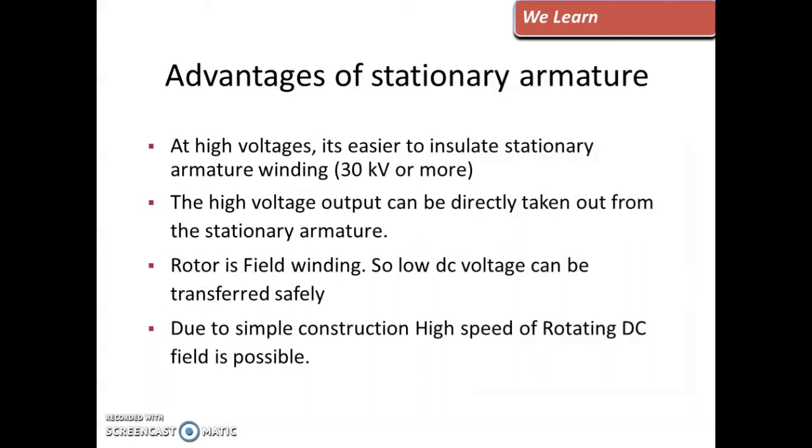The main advantages of having a stationary armature are, as I just told you, that the voltages developed at the output of the armature are very high, and hence it is easier to insulate high voltage if we have them stationary. The high voltage which the alternator is generating can be taken directly from the stationary armature. We need not have any slip ring or brushes arrangement for it.